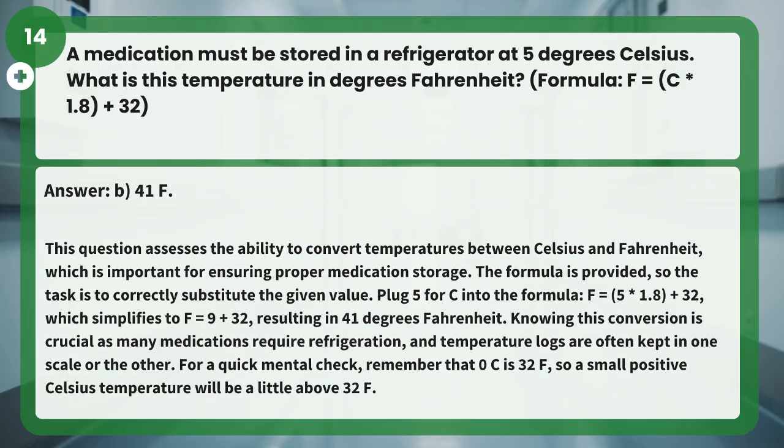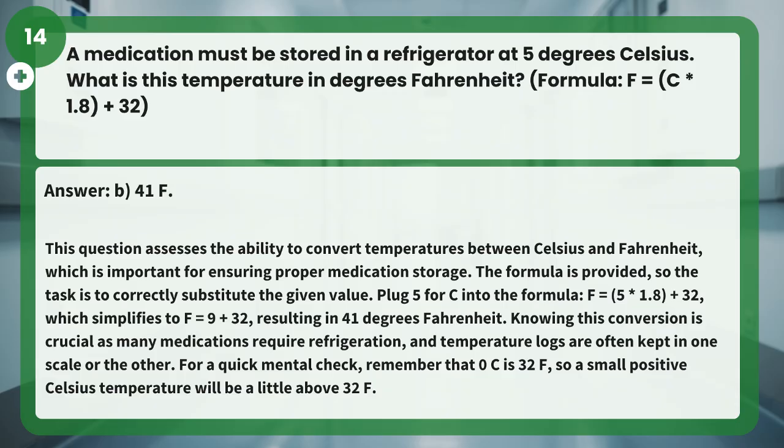Answer: B. 41F. This question assesses the ability to convert temperatures between Celsius and Fahrenheit, which is important for ensuring proper medication storage. The formula is provided, so the task is to correctly substitute the given value. Plug 5 for C into the formula. F equals 5 times 1.8 plus 32, which simplifies to F equals 9 plus 32, resulting in 41 degrees Fahrenheit.